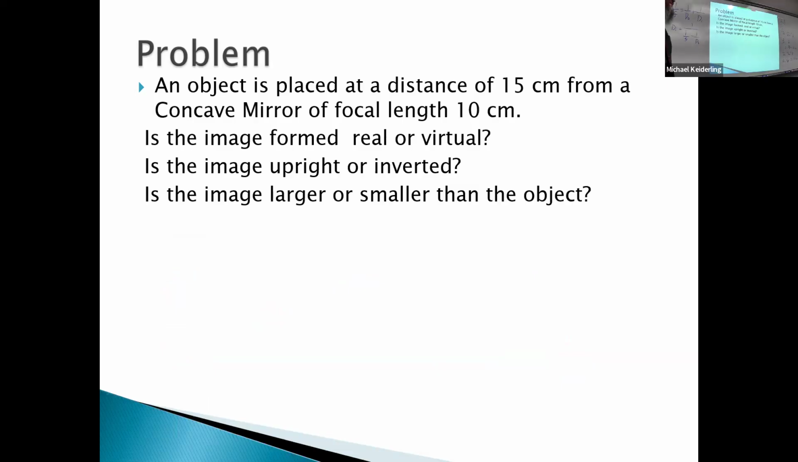And if you do want to work out the exact size of the image compared to the object, you don't need that for this class, but the magnification, the change in size, the size of the image compared to the original object, is minus distance to the image over distance to the object. The minus sign is because real images, which have a positive DI, are inverted.